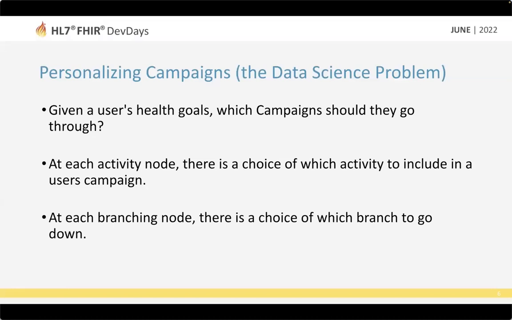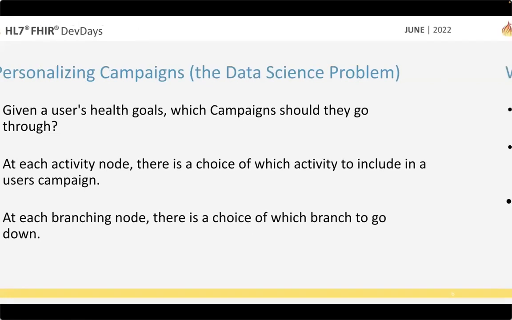At each node, there's often a choice to be made about which activity to get them to do. For example, should they go for a run or should they eat a salad? Finally, at branching nodes, there's often a choice about which branch to go down. Sometimes you can specify this branching logic. For example, you could say, take the top branch if the user's health is improving, take the bottom branch if it's not. Other times, things are a bit more ambiguous and a choice needs to be made.